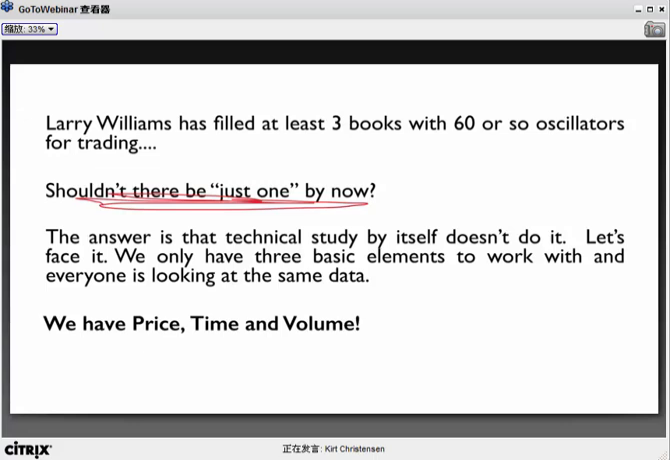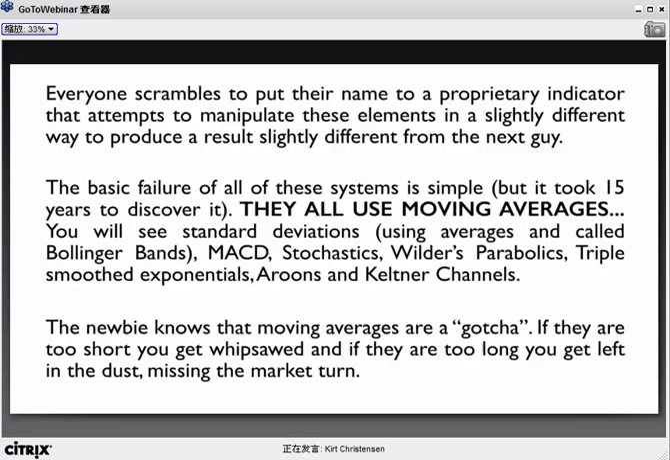When it comes down to it, technical study doesn't by itself do it. Let's face it, we really only have 3 basic elements to look at. And if you're following along with your fill in the blank PDF, this is going to be an answer. We have price, we have time, and we have volume. That's it. That's all we really have. So everyone scrambles to put their name on a proprietary indicator that attempts to manipulate those elements in a slightly different way to produce a slightly different result from the next guy.